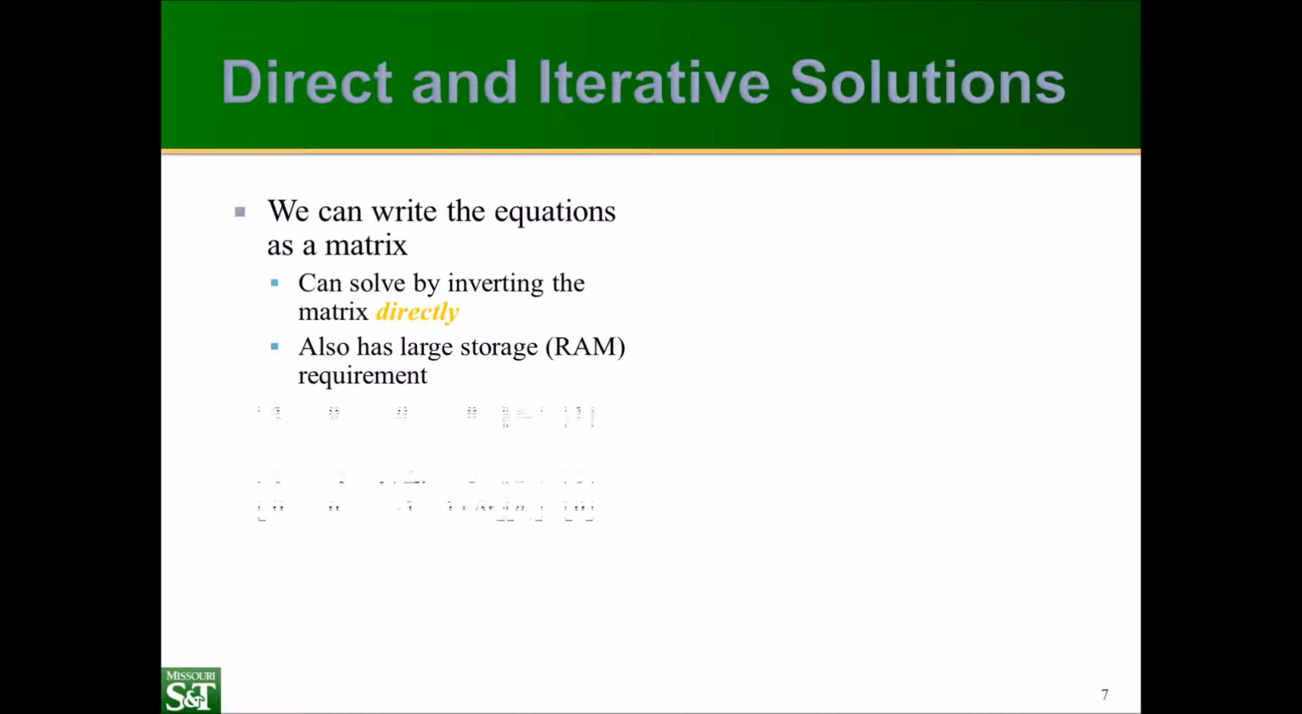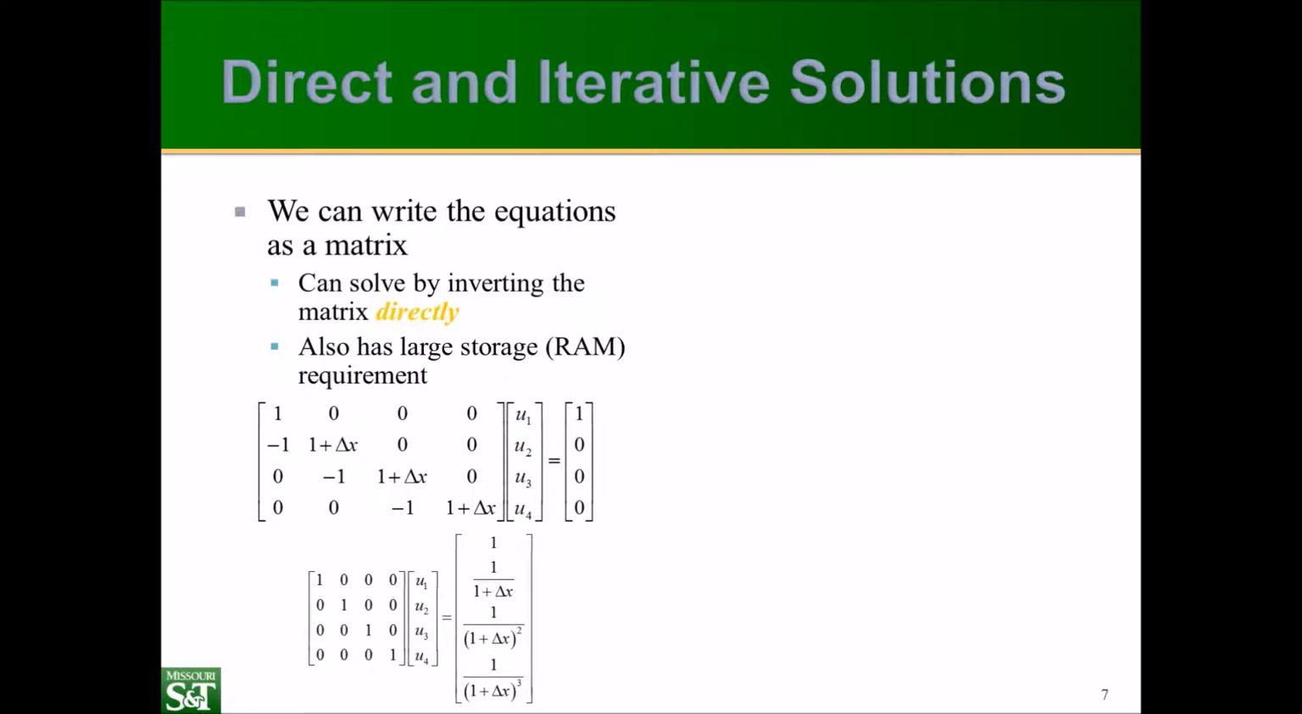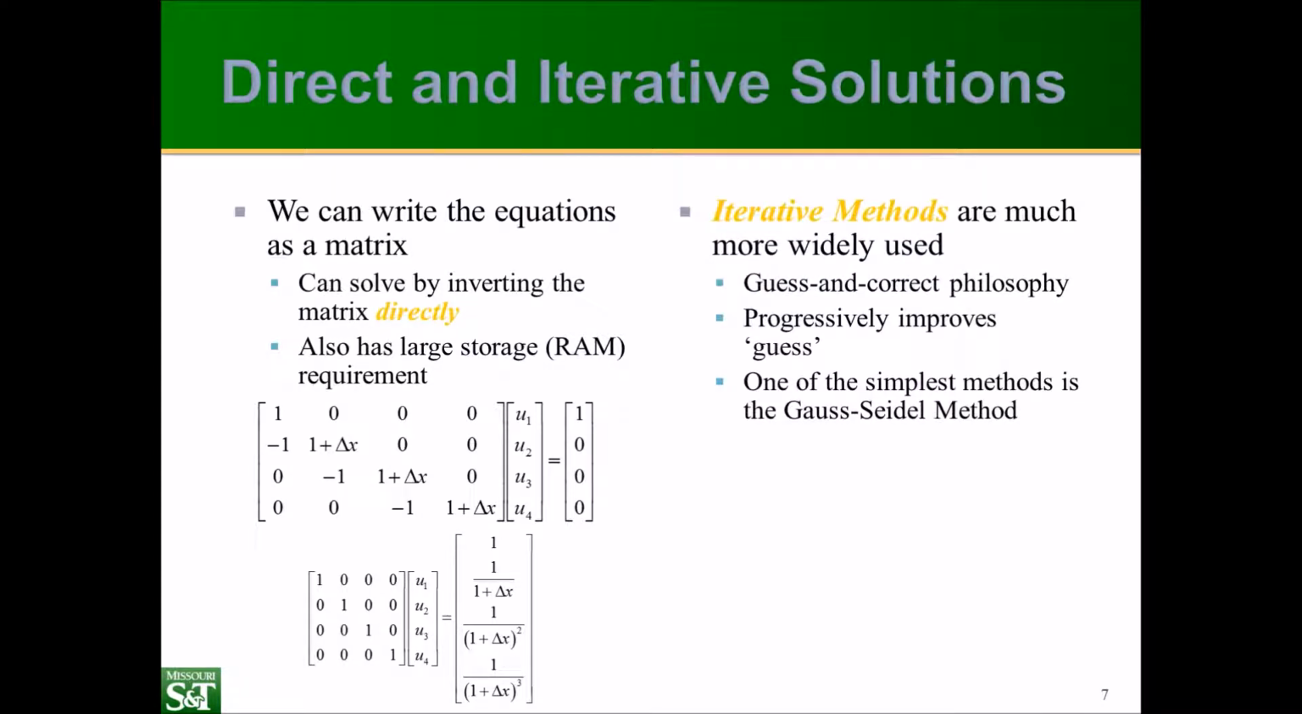So we can actually look at our matrix from the previous case, and if we use a row reduction, we can solve this matrix to look something like this. Now this is an easy matrix to solve by row reduction, but when you have a large matrix with thousands or millions of equations, these can be a little bit unwieldy to solve. We can also use iterative methods, and these are much more widely used because they're more computationally efficient, but they're not always as accurate. So we have this guess and correct kind of idea where we have an initial guess, and then each step we progressively improve our guess until we have a good result.